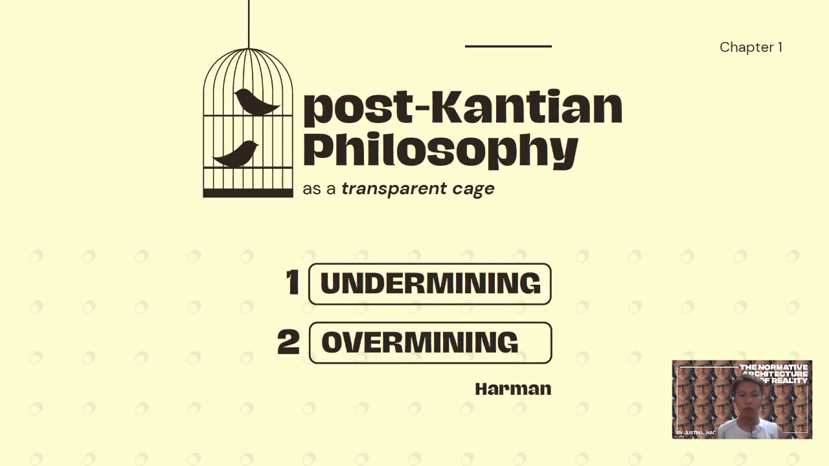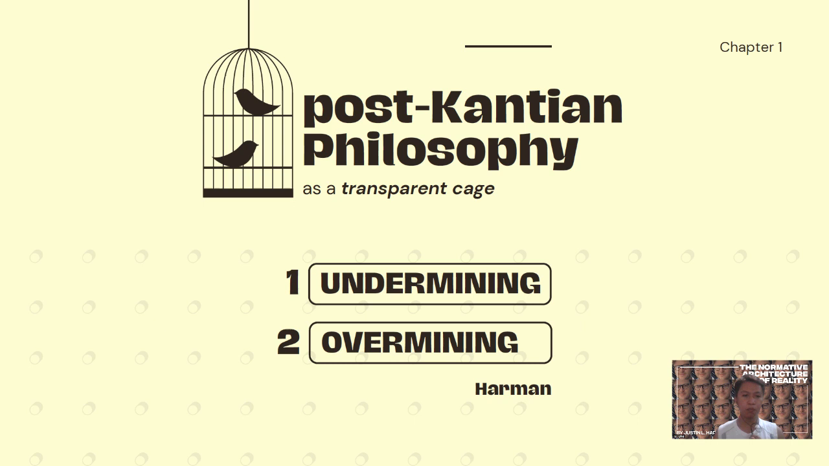The phrase post-Kantian philosophy as a transparent cage refers to the idea that the philosophical developments that occurred after Immanuel Kant's work, particularly in the realm of metaphysics, were constrained by the frameworks and limitations set by Kant himself. This phrase suggests that despite the attempts to move beyond Kant's philosophy, subsequent thinkers were still confined within the boundaries and assumptions established by Kantian philosophy.